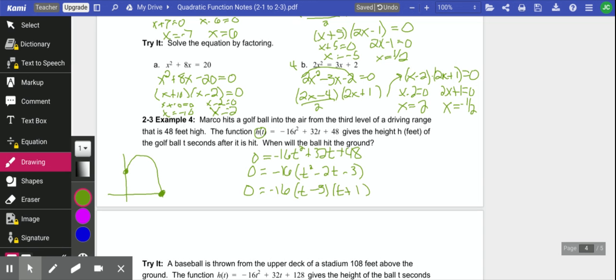Now I'm going to set both of those equal to 0. Negative 16 out here is never going to be equal to 0, so you can ignore that. So either t minus 3 equals 0 or t plus 1 equals 0. So I add 3 to both sides, subtract 1 from both sides, and I have two answers, either negative 1 or 3. Now, these are t seconds. It makes no sense to have negative seconds. So my answer is after 3 seconds, the ball will hit the ground.